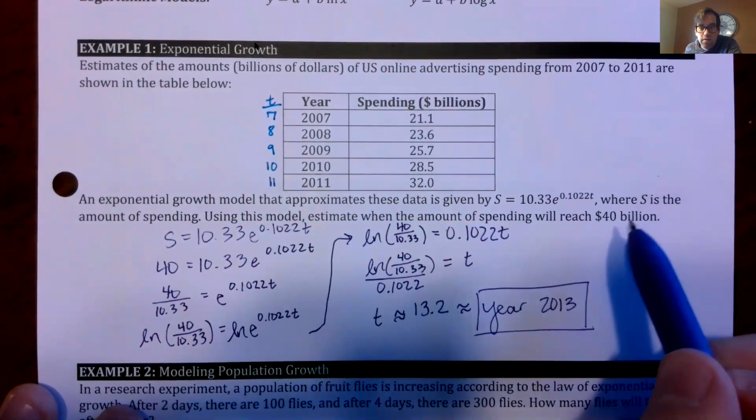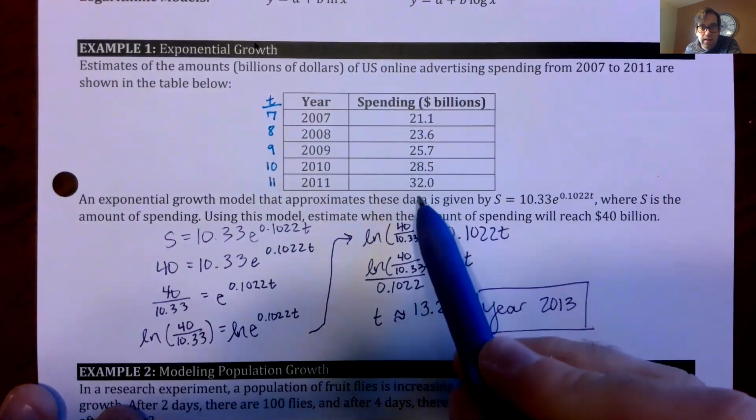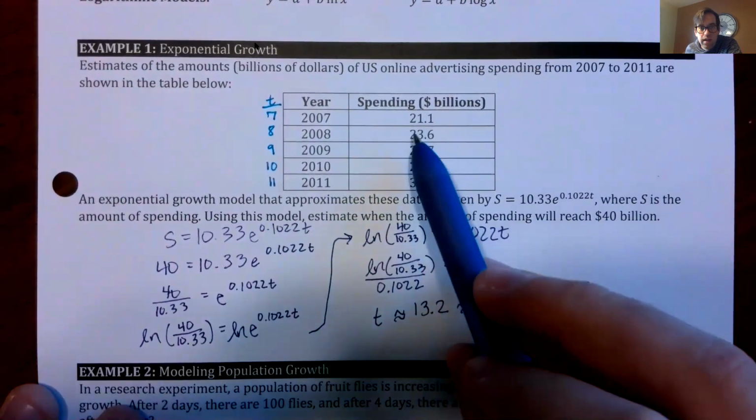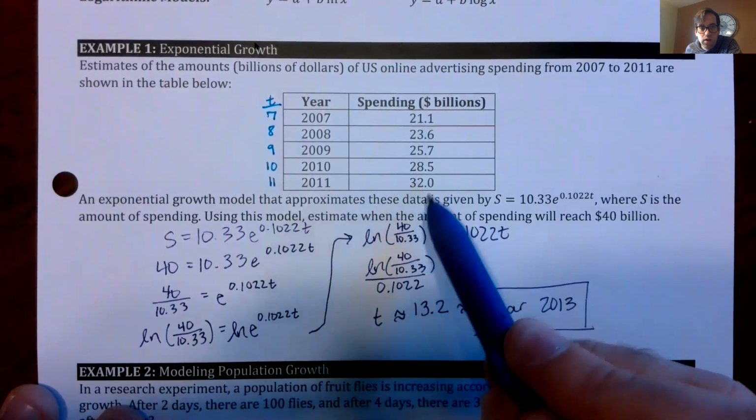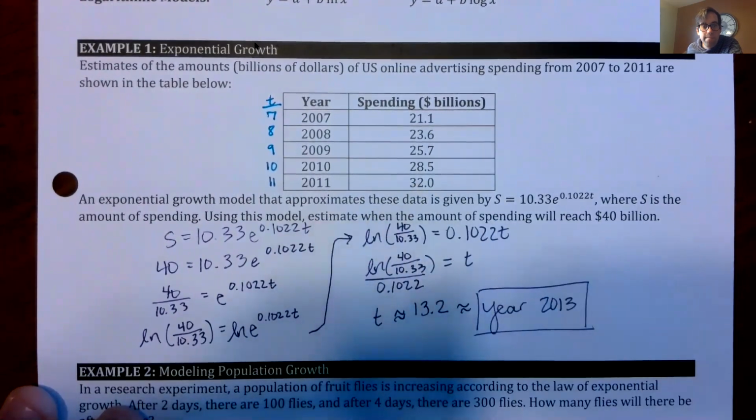And let's see if that makes sense. 40 billion, yeah, that's a little bit more than 32. And you can see it's increasing quicker over time. So it makes sense that by 2013, in 2 more years, it will get all the way to 40 billion.